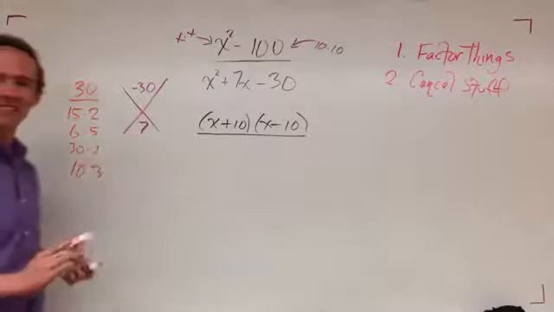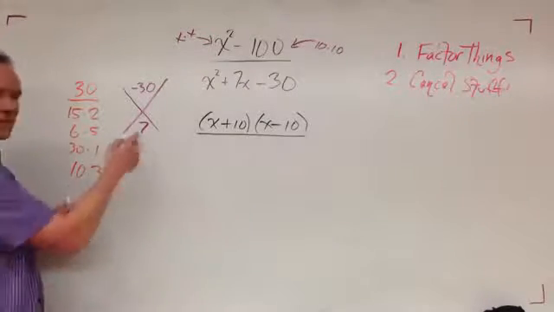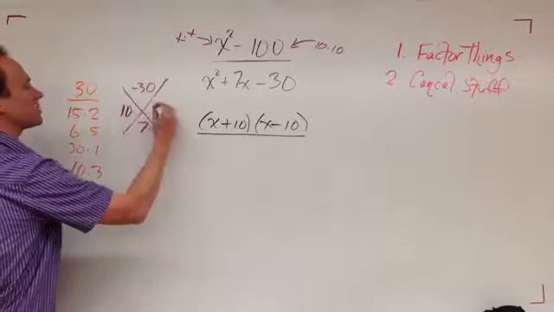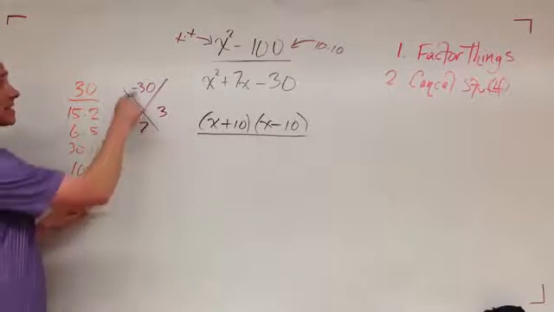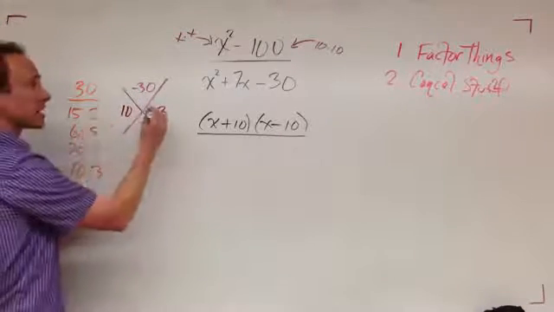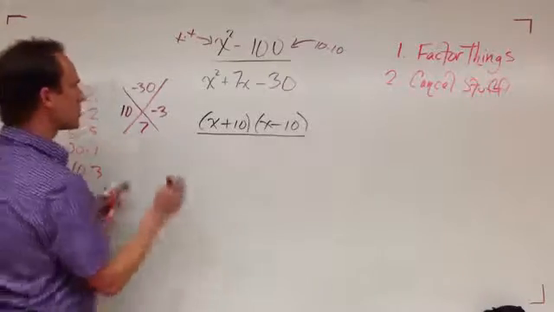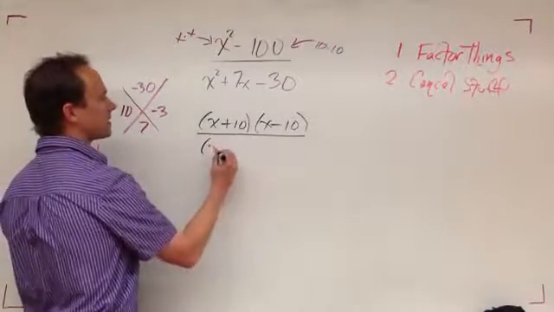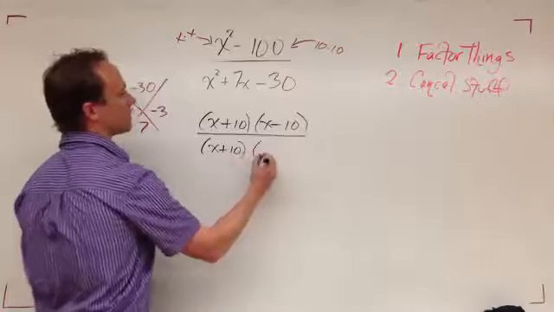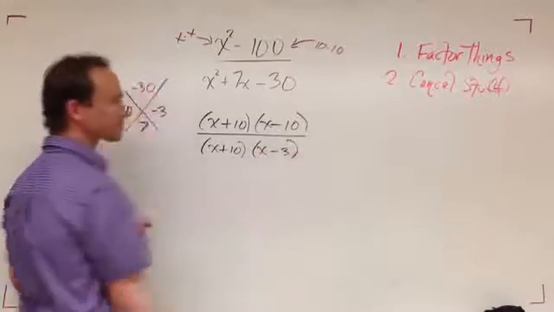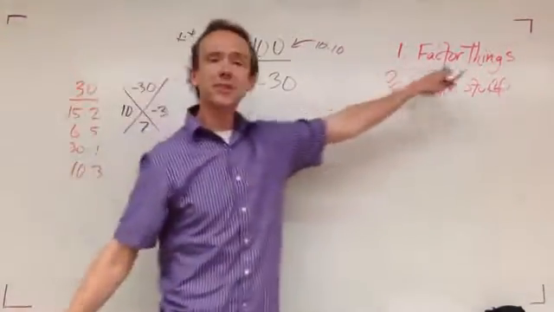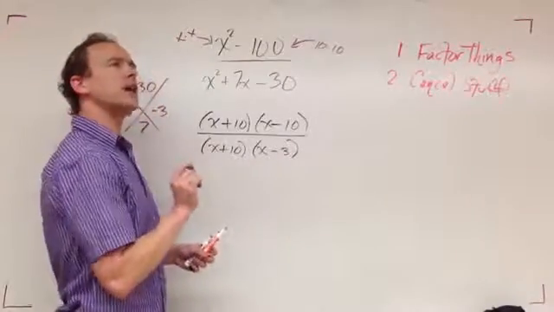Now we get to 7. Look, 10 minus 3 is 7. So I'm going to go 10 and 3. Realize it has to be negative, so one of these two's got to be negative. It's the 3, because that gets the positive 7. So what do we got here? We got x plus 10 and x minus 3. All right, we factored the numerator and denominator.